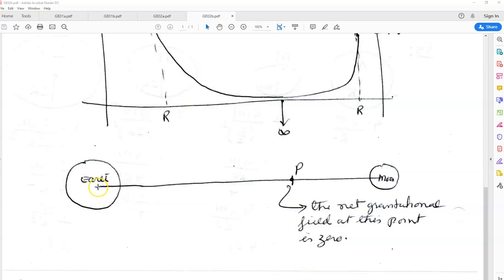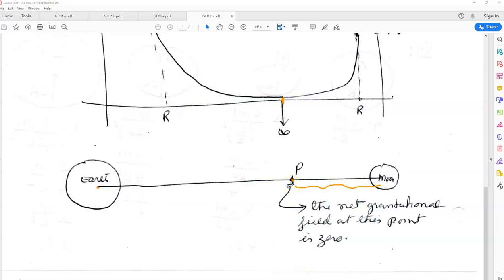Now this is the distance from the center of the Earth to the center of the moon, and here if you compare this onto the graph, you know that this is the point where the effect of the gravitational field due to Earth is 0, as well as the gravitational field due to Moon is also 0. So this is the point I have shown here. Now this is the point which is near to the Moon. You have to keep that in mind. So the net gravitational field at this point is 0.